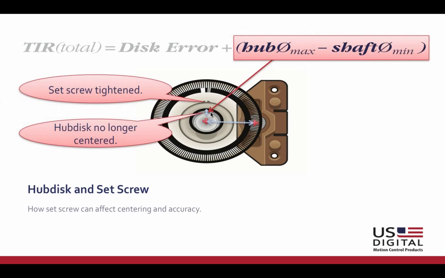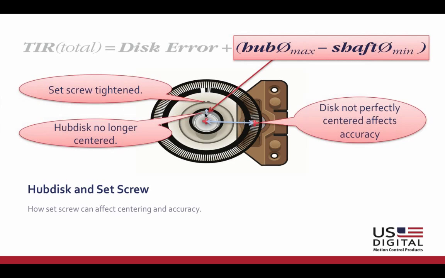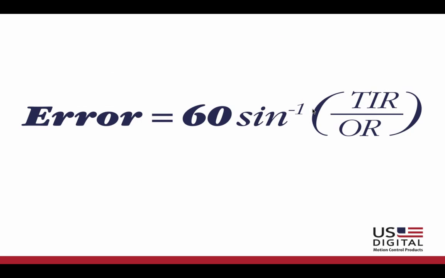So as we tighten the set screw, the difference between the hub inside diameter and the shaft outside diameter is pushed off to one side. You can see this by this little blue arrow here. Once again, the disc is no longer centered in the system due to this error component.